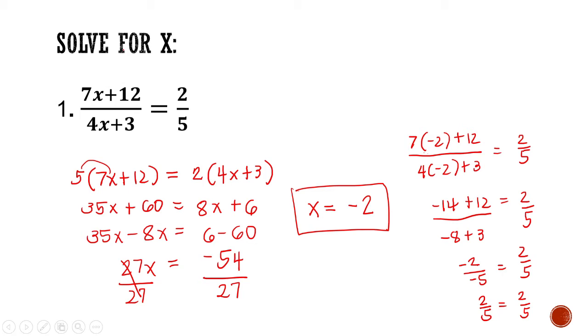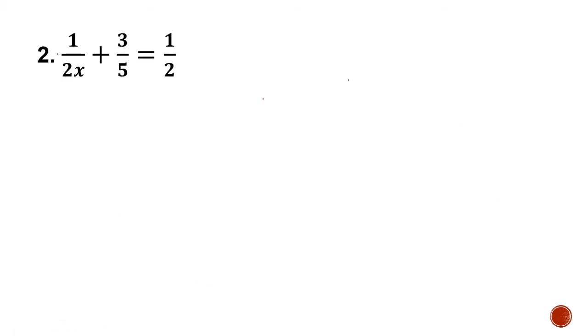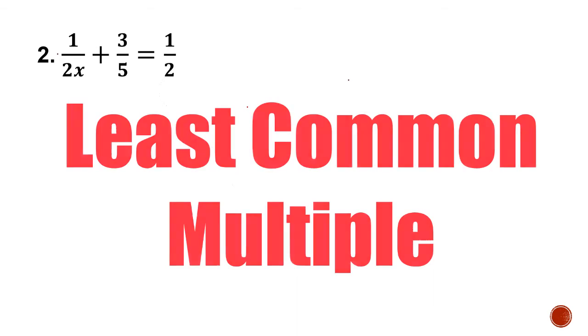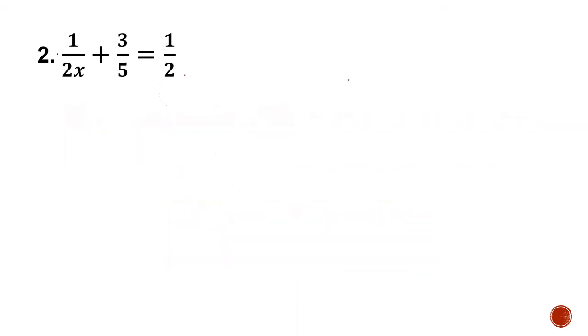So let's have another example. So number 2, it is an equation that has 3 fractions and we cannot do what we did in the first example na cross multiplication. So number 2, we are going to get the least common denominator. So how do we get the least common denominator? Take note that the LCD is the least common multiple of the denominators.